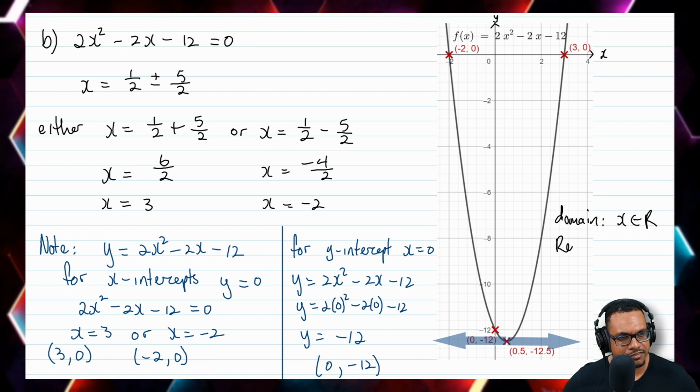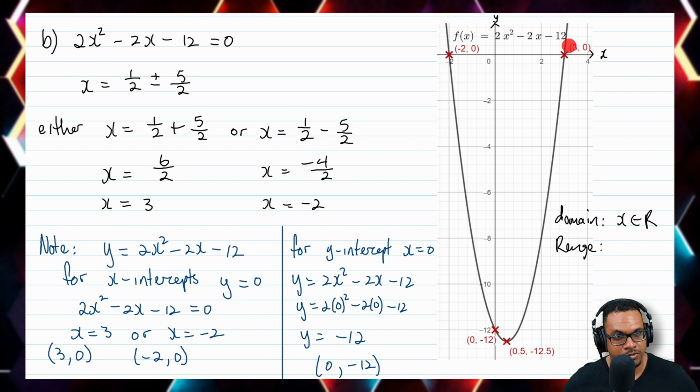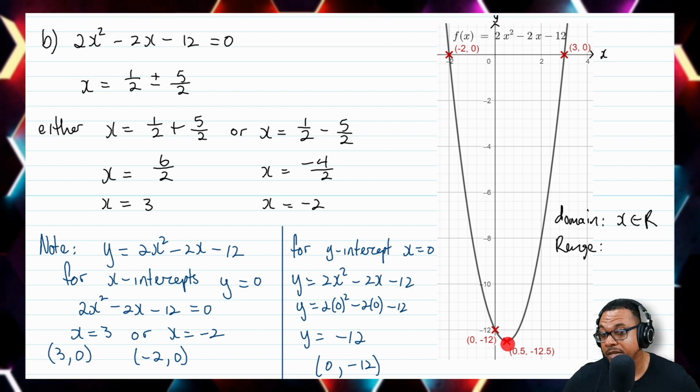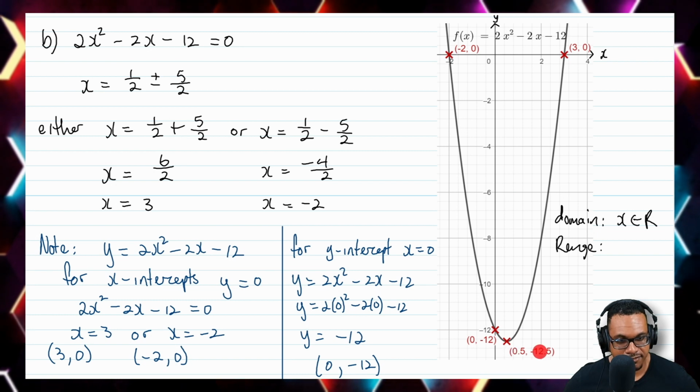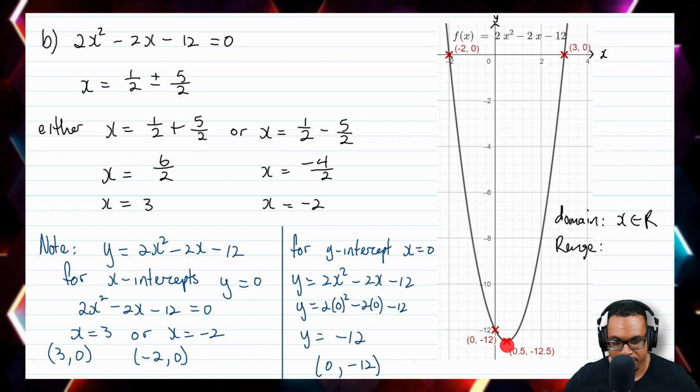And for my range, it'll be such that if we look, as I said, the graph has no upper bound, but as we go down, there's a lower bound, and that's why the curve is a minimum curve, and that's why this negative 12 and a half here on the y-axis is the lower limit for the graph.